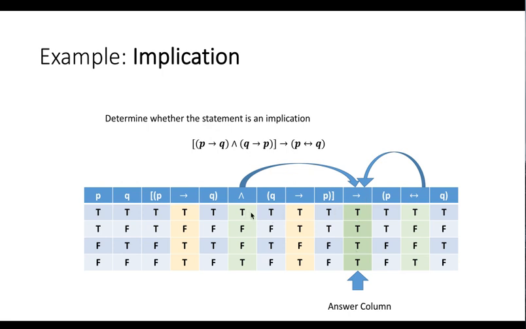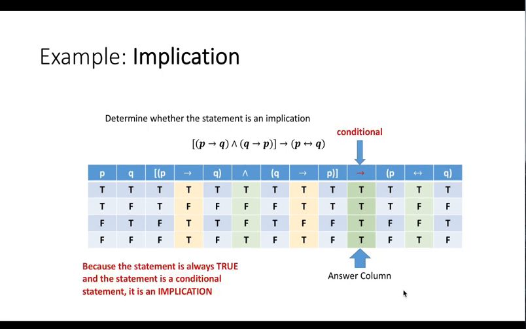True. If true, then true is true. If false, then false is true. If false, then false is true. If true, then true is true. So the answer column is all true values. Because this statement is always true, and that statement is under this conditional, that statement is called an implication.